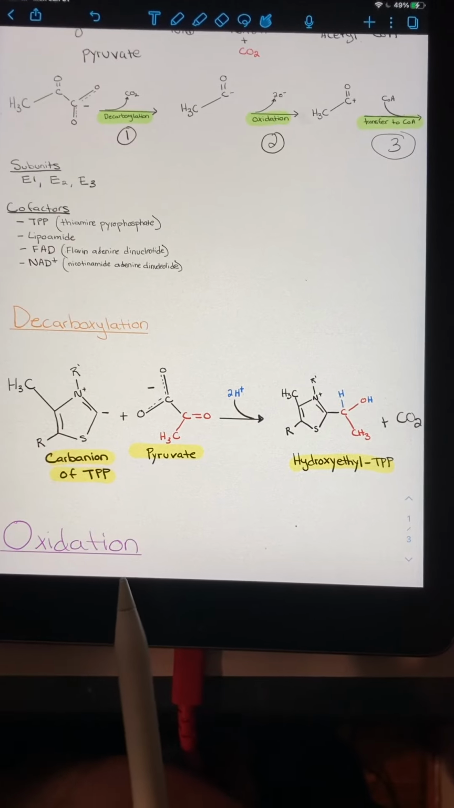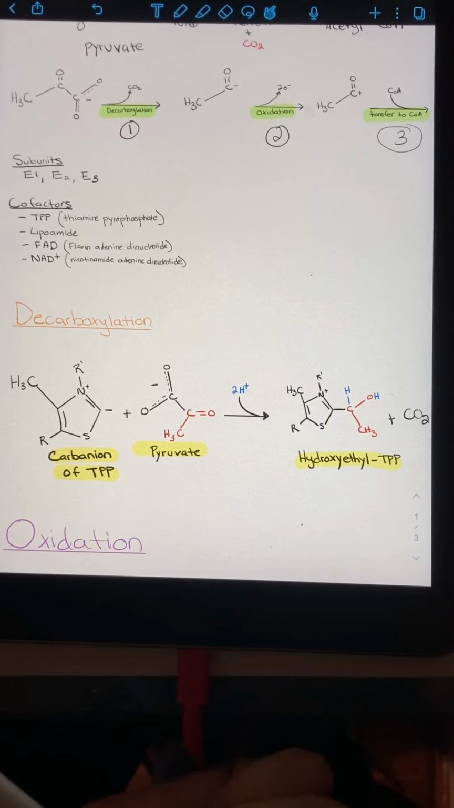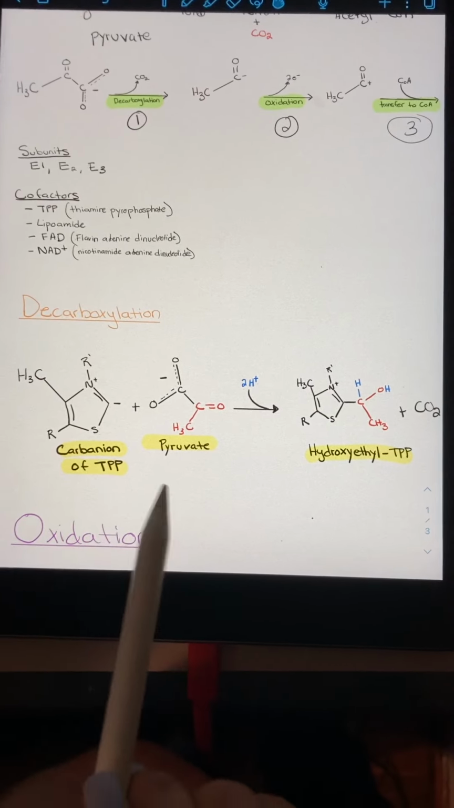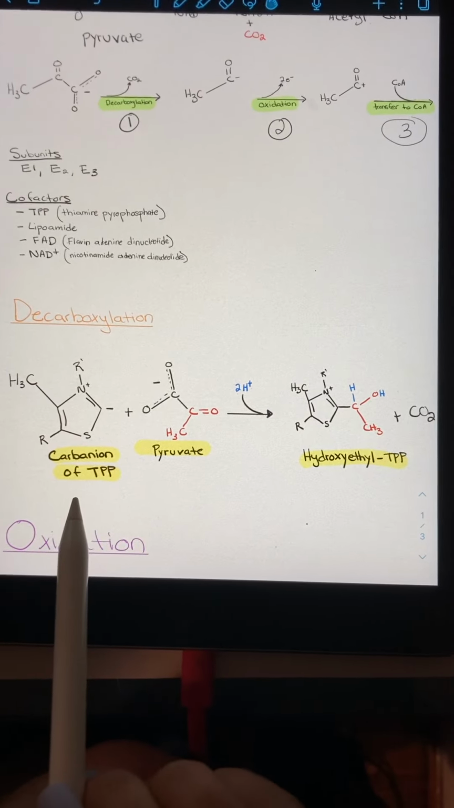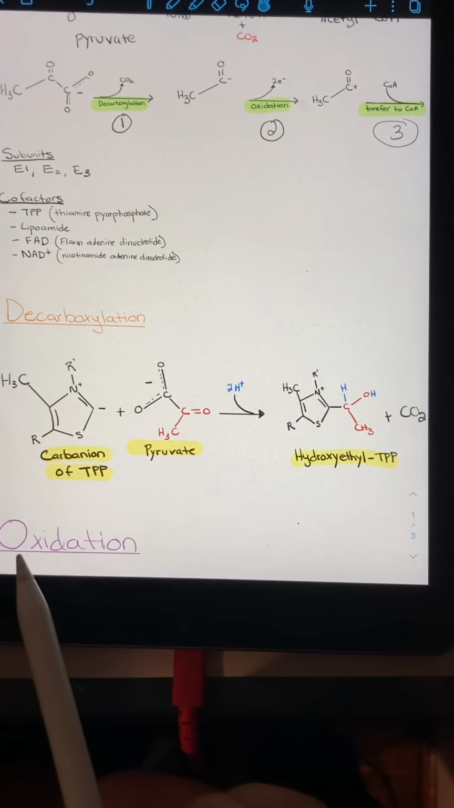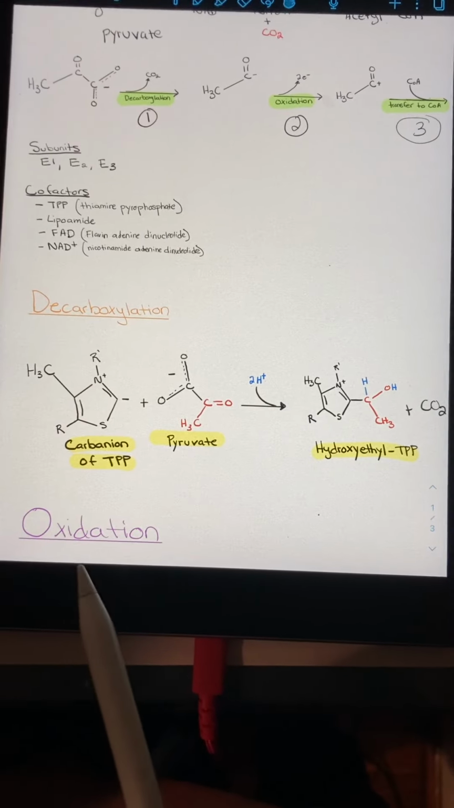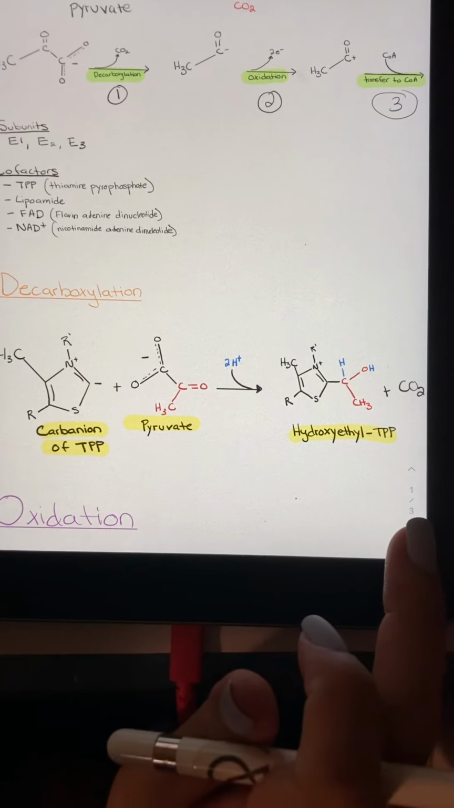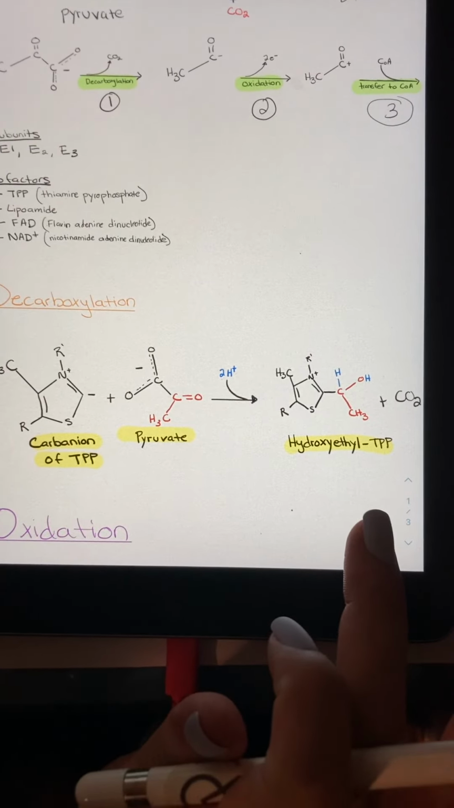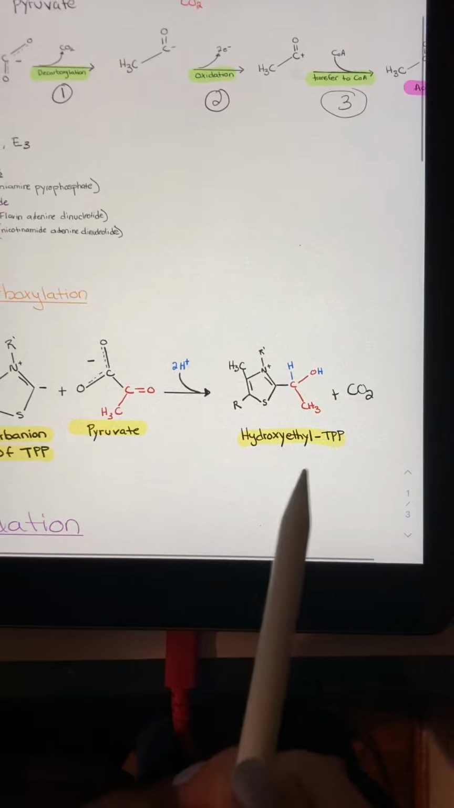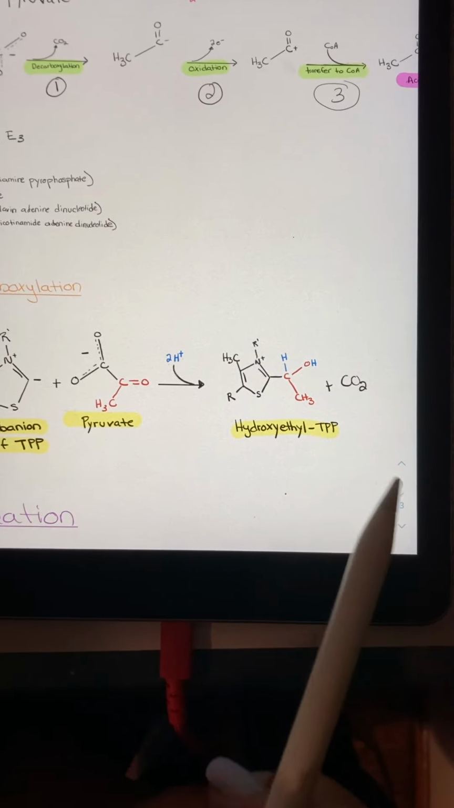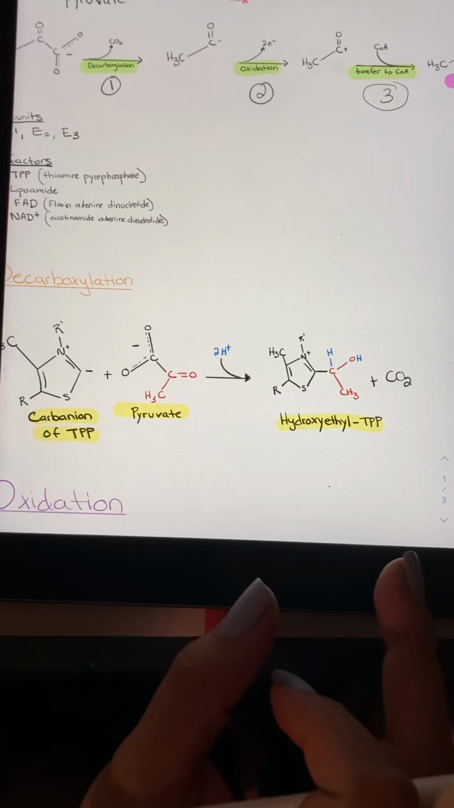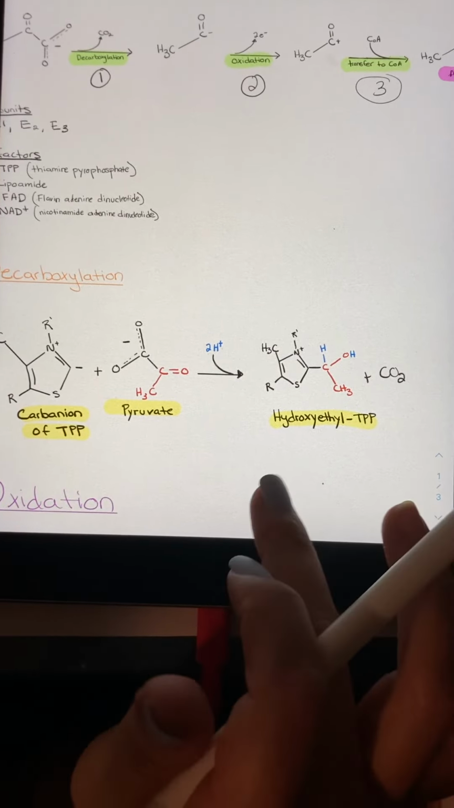And at this point, the pyruvate combines with the ionized form of TPP, and this is then decarboxylated to produce hydroxyethyl TPP, and this is catalyzed by the pyruvate dehydrogenase component E1 of the PDH complex.